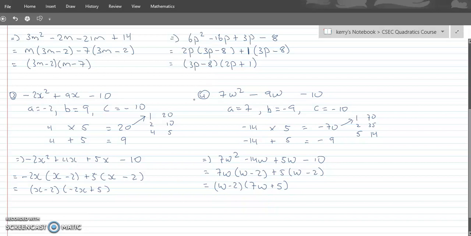Right? So this brings us to the end of the factorization of quadratics. The next video that we'll be dealing with is how do we solve a quadratic? So we have to figure out how to do that and what technique we use to solve a quadratic equation.